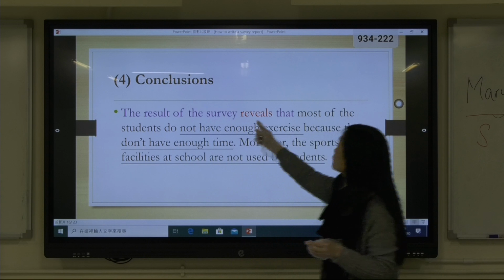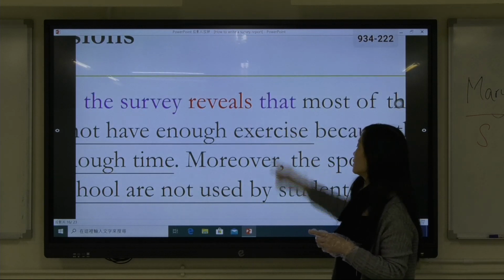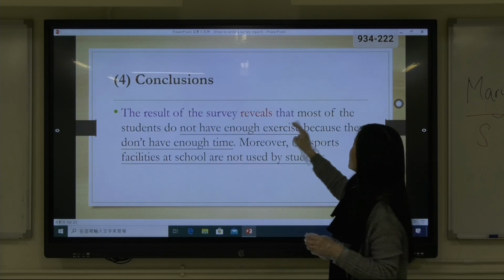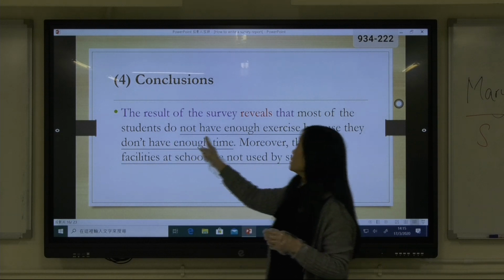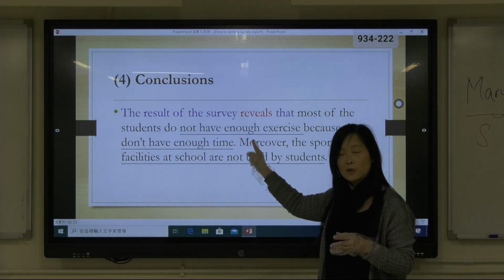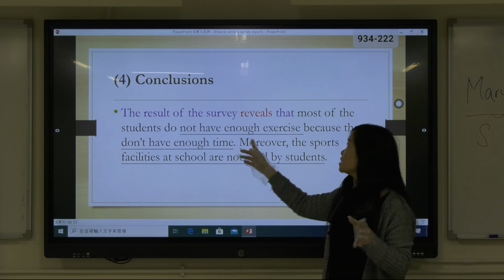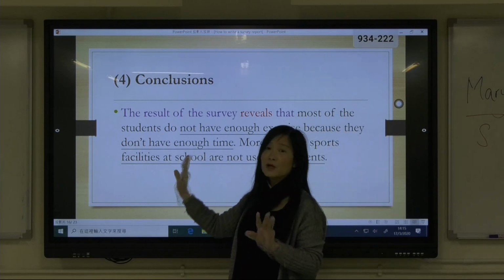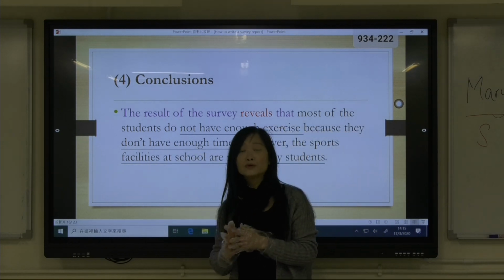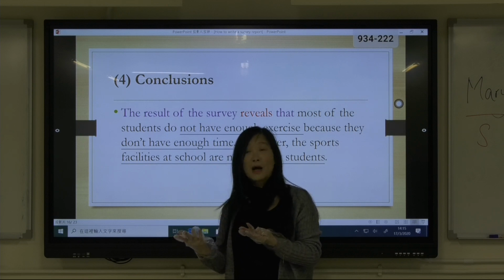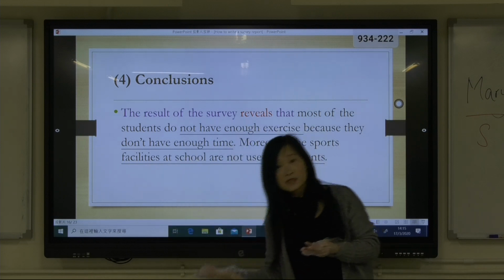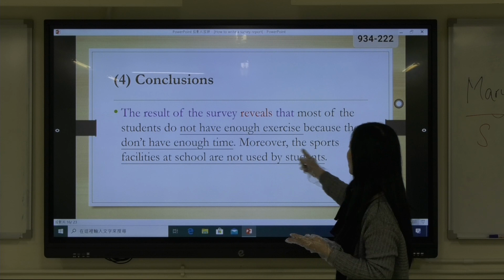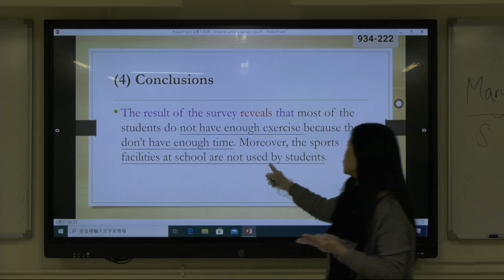So the result of the survey reveals that most of the students do not have enough exercise. So it shows that most of them do not have enough exercise, in general, because they don't have enough time. So you don't tell any figure, you don't tell any number. You don't just put them in numbers, but you tell the facts, what's going on, what's the situation that the data has shown us.